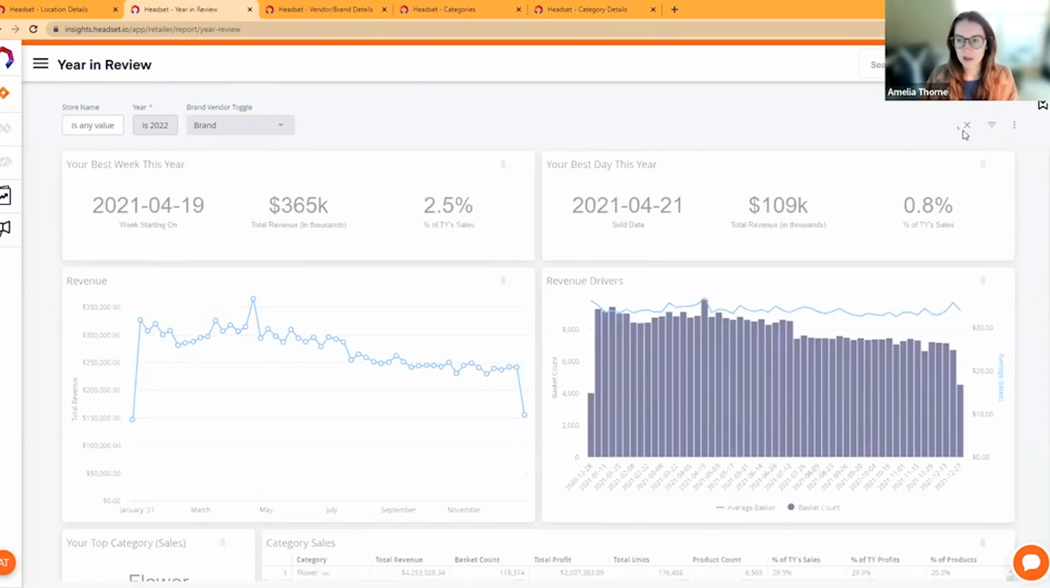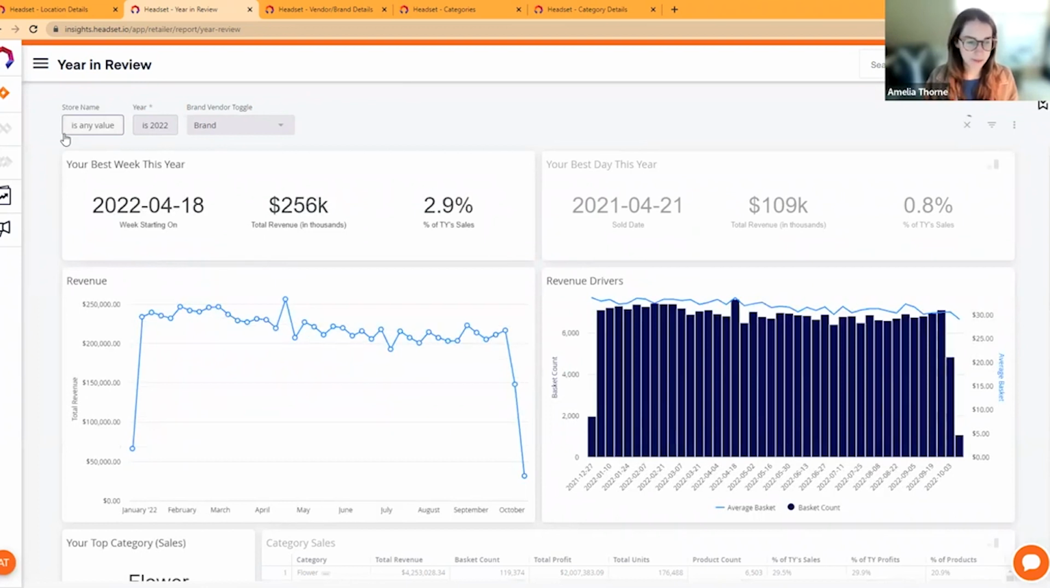So I'm going to refresh this. I'm going to look at 2022. And what we're going to see here is, one, our best week of the year. So when did we bring in the most amount of revenue? What week was that? Unsurprisingly, it was 4/18, the week of 4/20. And our best day of this year was 4/21.